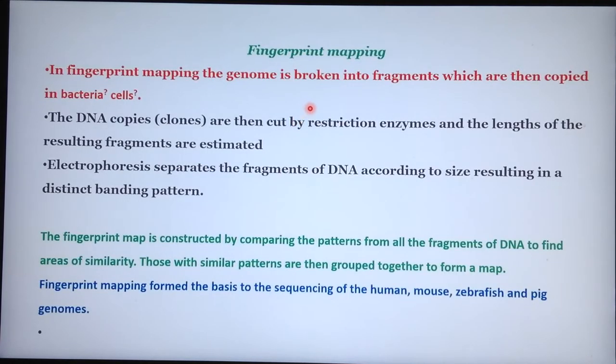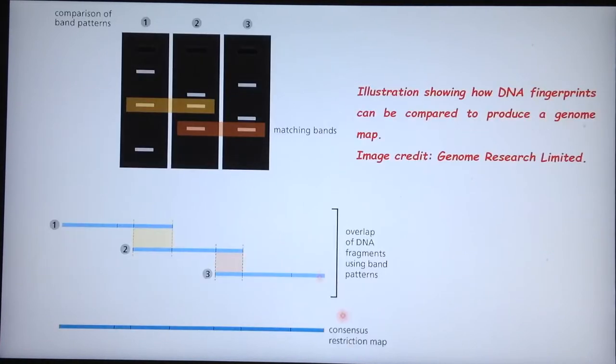Now fingerprint mapping. In fingerprint mapping, the genome is broken into fragments which are then copied in bacterial cells. The DNA copies are then cut by restriction enzymes and the lengths of the resulting fragments are estimated, and gel electrophoresis is used for separation of these fragments. So these are the fragments which are obtained, and when we put them together, these show overlap of DNA fragments using band pattern, and then comes a consensus restriction map.